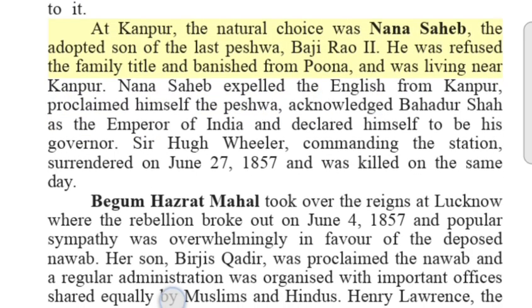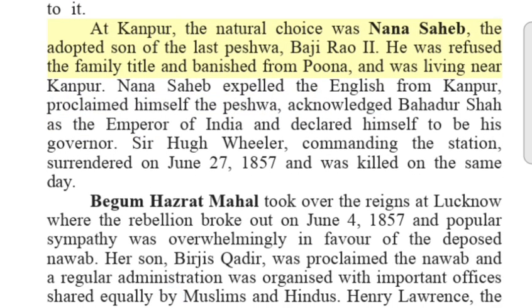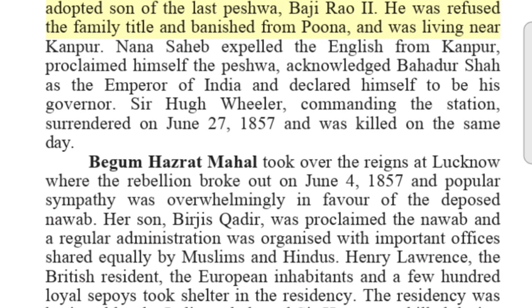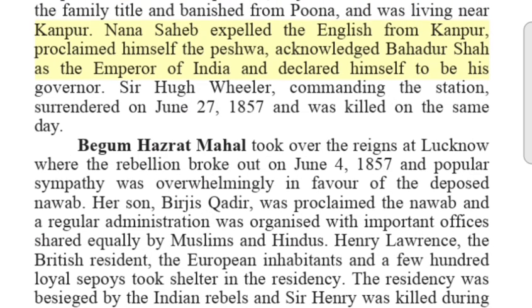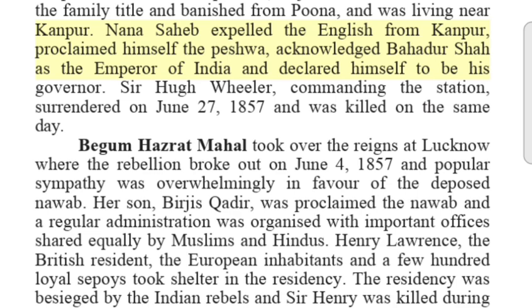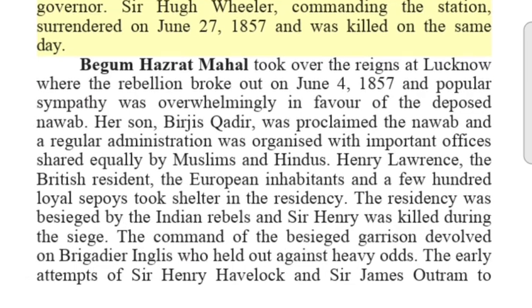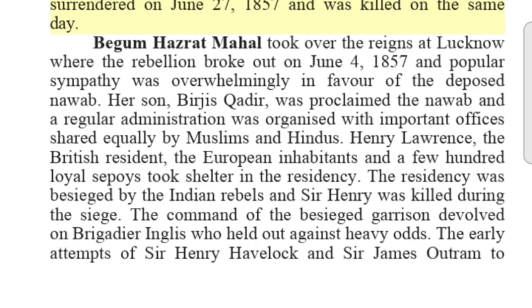At Kanpur, the natural choice was Nana Sahib, the adopted son of the last Peshwa, Baji Rao II. He was refused the family title and banished from Pune, and was living near Kanpur. Nana Sahib expelled the English from Kanpur, proclaimed himself the Peshwa, acknowledged Bahadur Shah as the Emperor of India and declared himself to be his governor. Sir Hugh Wheeler, commanding the station, surrendered on June 27, 1857 and was killed on the same day.